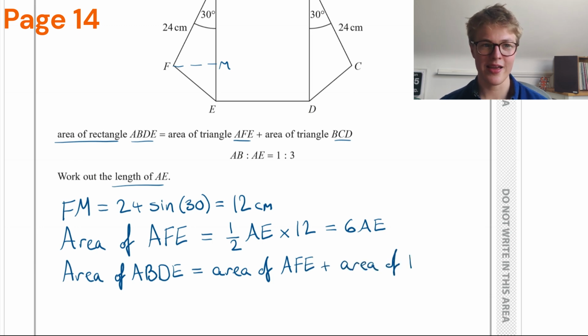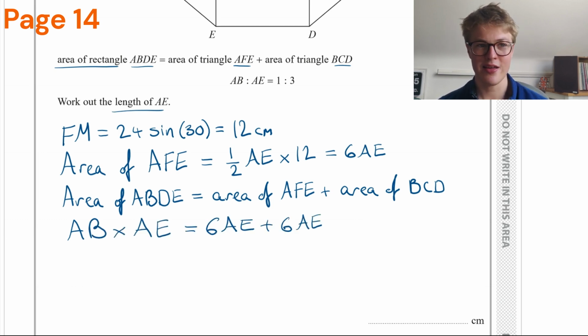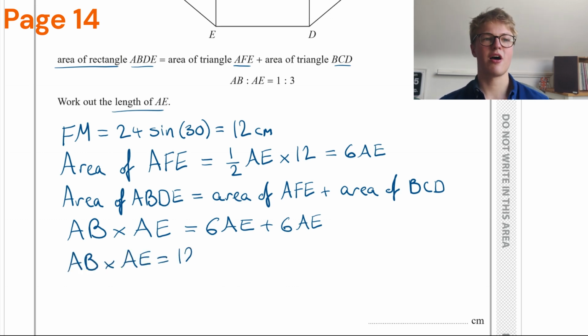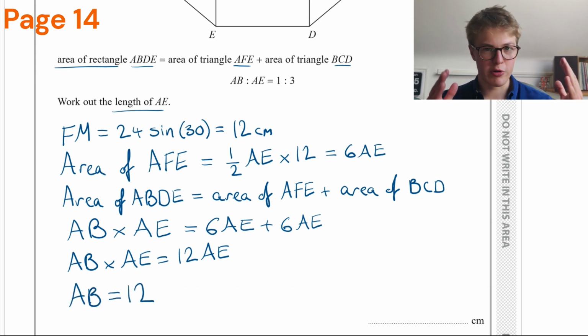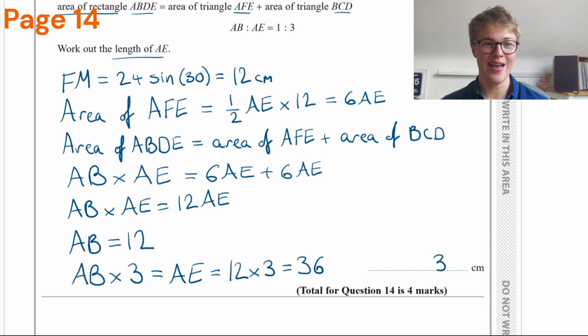AB times AE is going to be the area of our rectangle, and we know that the area of one of our triangles is 6AE, so that means that AB times AE equals 6AE plus 6AE. AB times AE is therefore equal to 12AE. AB equals 12 because we divide AE from both sides. Then, using the ratio of AB to AE is 1 to 3, we can multiply AB times 3 to get AE. 12 times 3 is 36, so we get 36 centimetres as our answer.